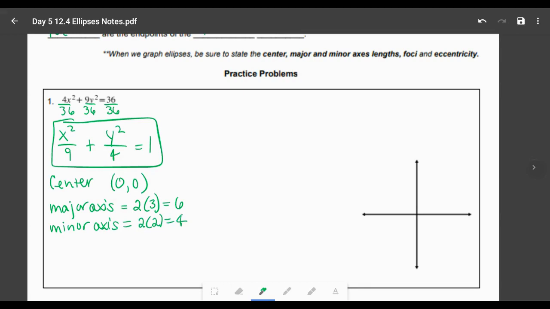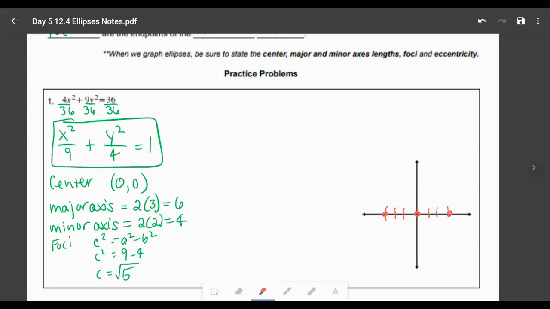All right, for the foci, we're going to have c squared equals a squared minus b squared. And a squared was 9, b squared was 4. If I subtract those and take the square root, I get c equals square root of 5. So we're going to go left and right 3 units. Put a dot. That's the endpoints of the major axis.